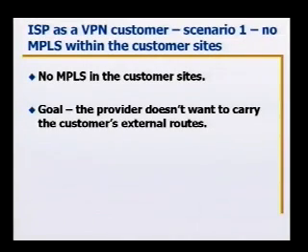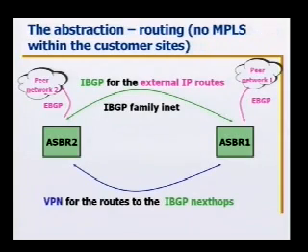The provider doesn't want to carry the customer's external routes. The provider only wants to provide enough connectivity to let the customer do his business. So let's take a look at scenario 1, where there is no MPLS within the customer site. So conceptually, we're going to have the two ASBRs. They're going to have the external peerings and eBGP. And what we want is an iBGP between these two ASBRs to exchange the external routes, and we want a VPN service to provide us connectivity to the loopbacks.